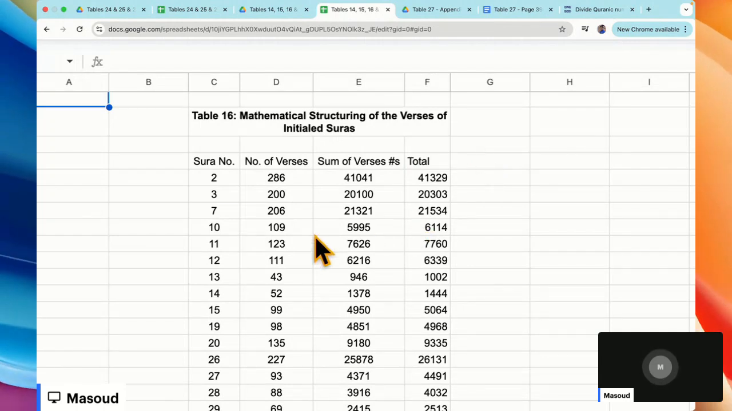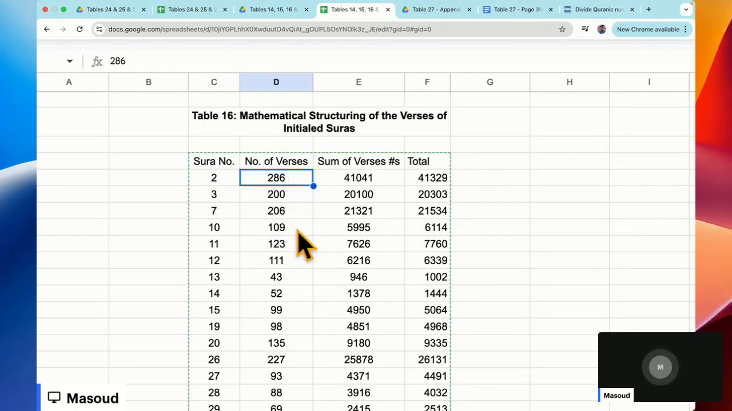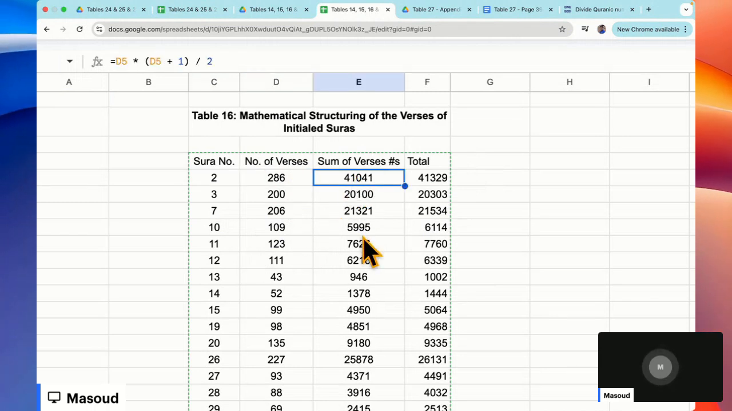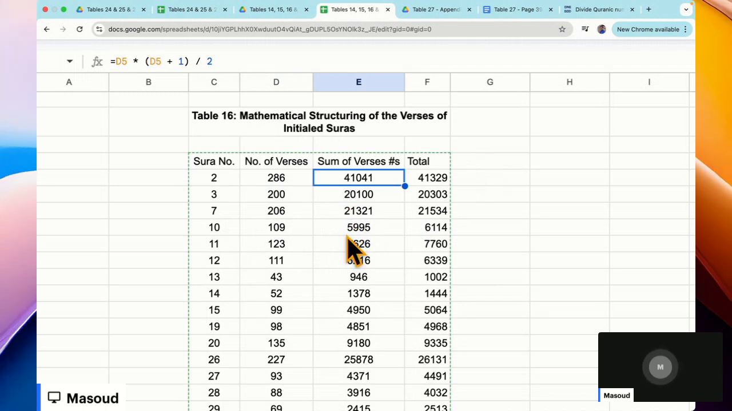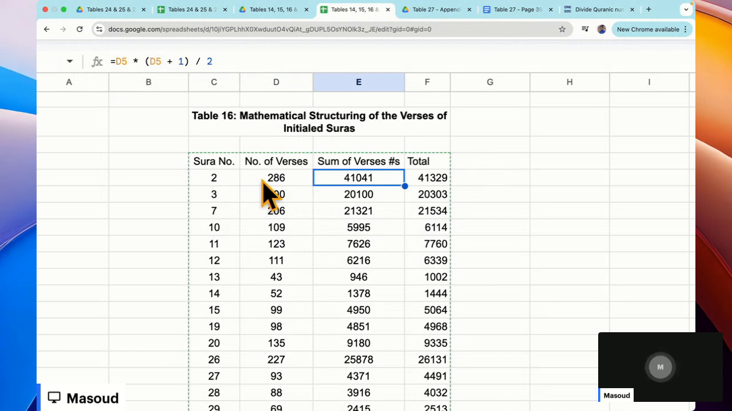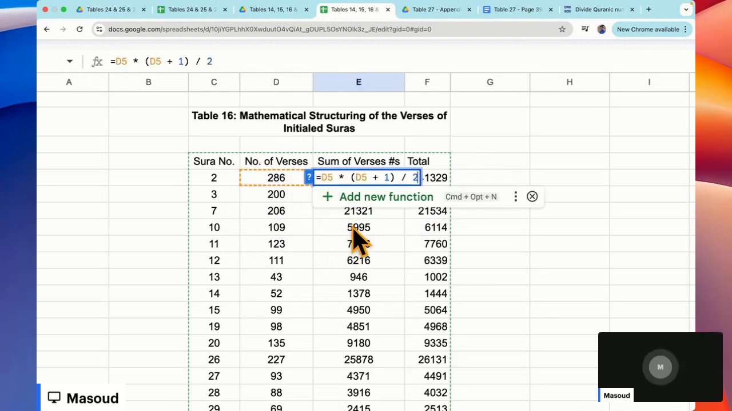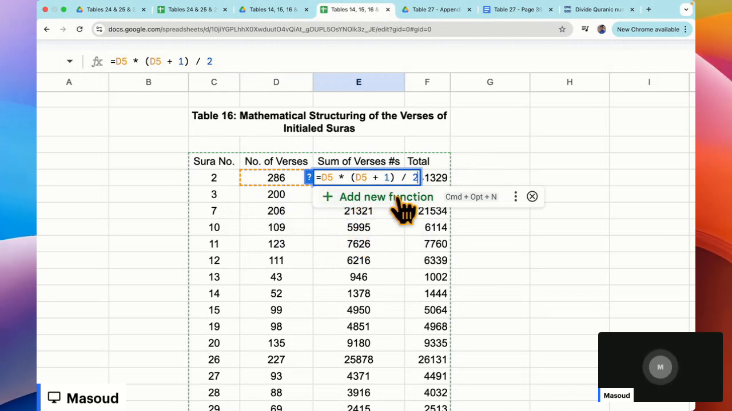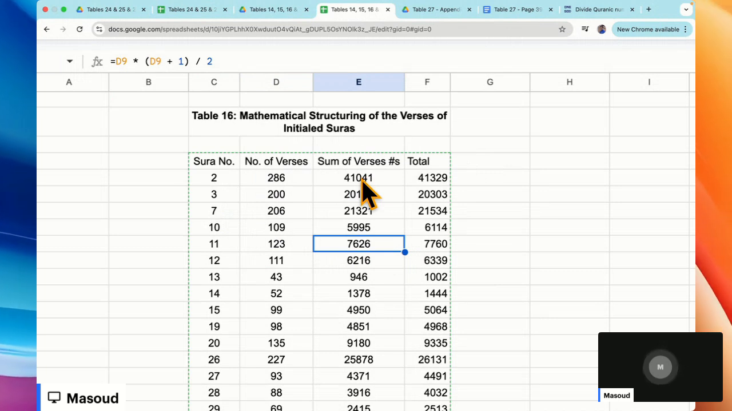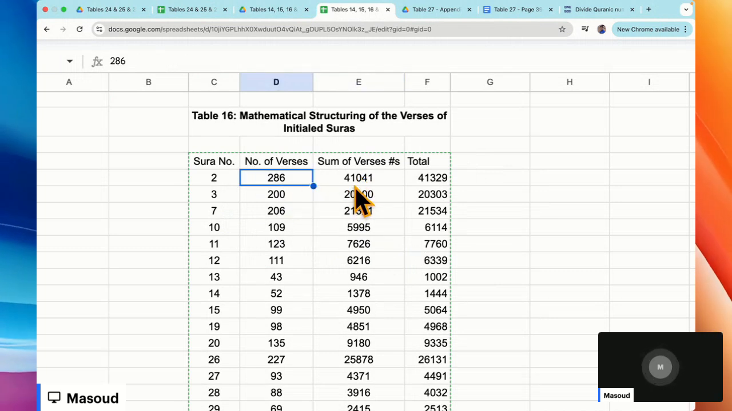So the system went like this. We had the surah numbers, the number of verses in that surah, and the sum of verses for the whole surah. And these are basically fixed numbers. The number of verses doesn't change. For the sum of verse numbers, we have a formula: that number multiplied by the same number plus 1, divided by 2, and that gives us the sum of the numbers of any series.